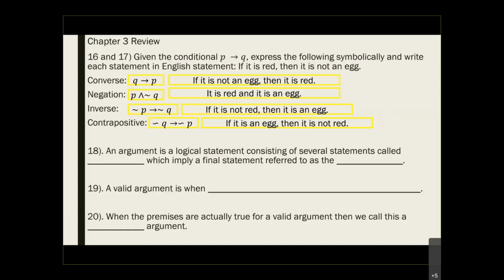An argument is a logical statement consisting of several items, as a reminder. The first thing we need is the premise, and from this premise we imply the conclusion. We have two premises, and we imply the conclusion, which is the third line. When is my argument valid?